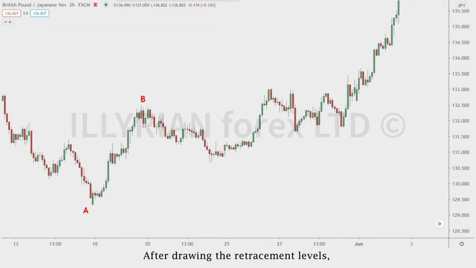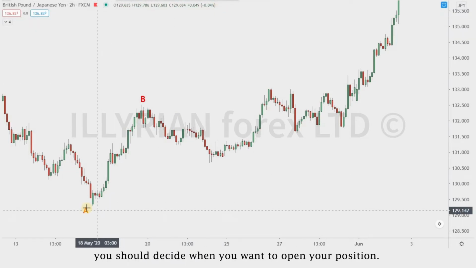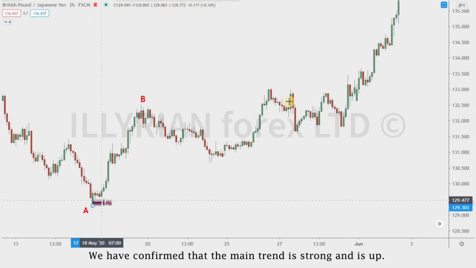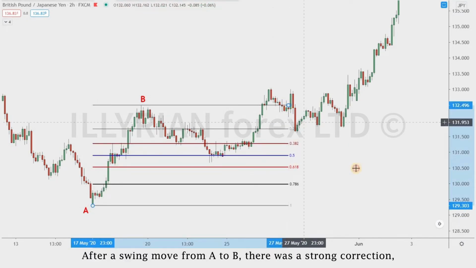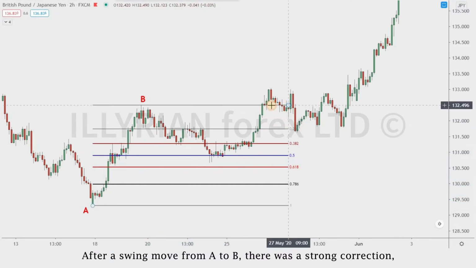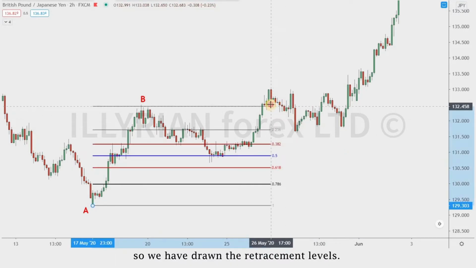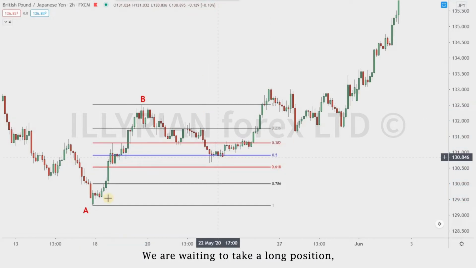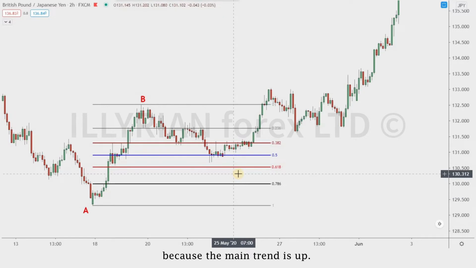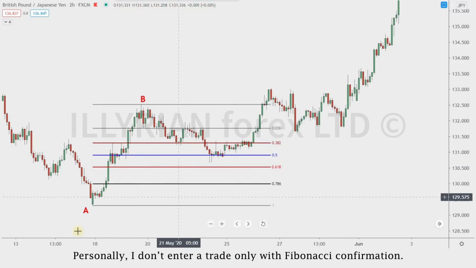After drawing the retracement levels, you should decide when you want to open your position. We have confirmed that the main trend is strong and is up. After a swing move from A to B, there was a strong correction, so we have drawn the retracement levels. We are waiting to take a long position because the main trend is up. Personally, I don't enter a trade only with Fibonacci confirmation.